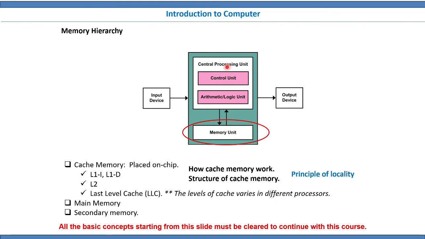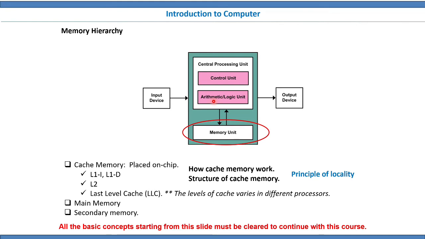Since there is a cache memory here, according to temporal locality, if the CPU is requesting a data and I place this data in cache memory, then there is a very high chance that the CPU will again request that data. And at that time, the data will be found in the cache memory.